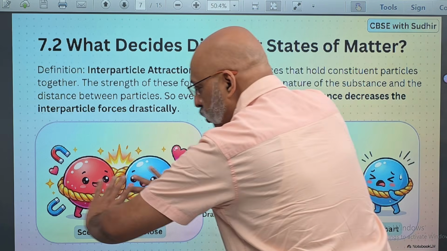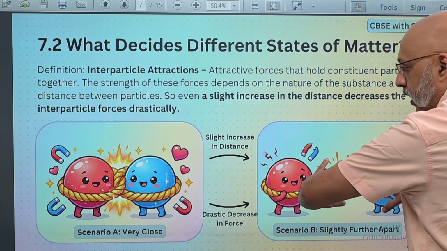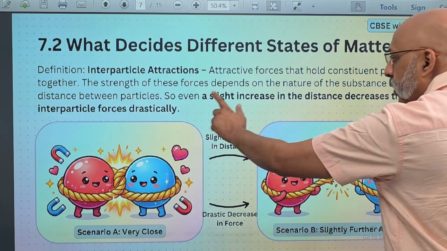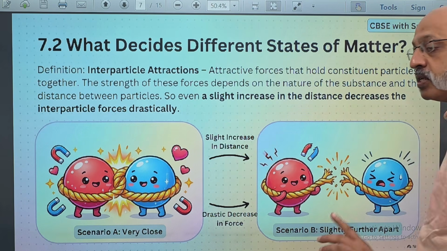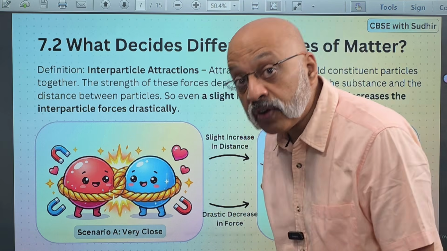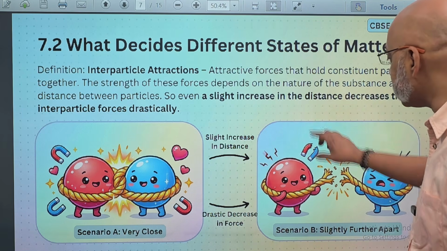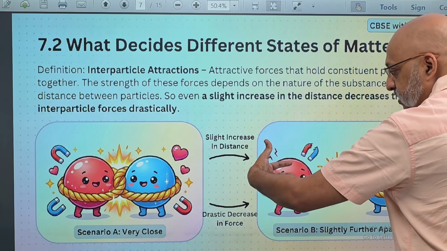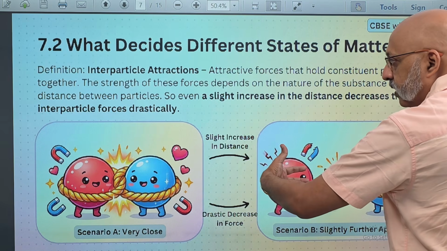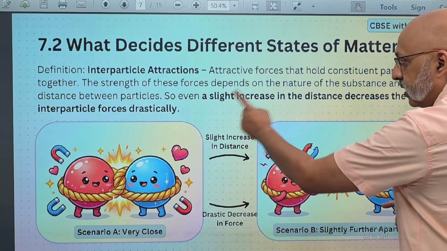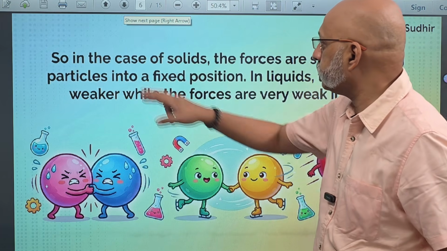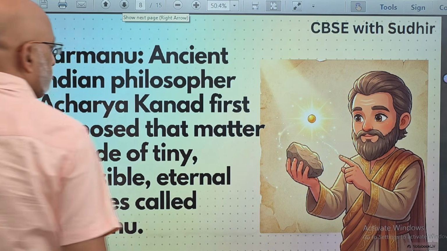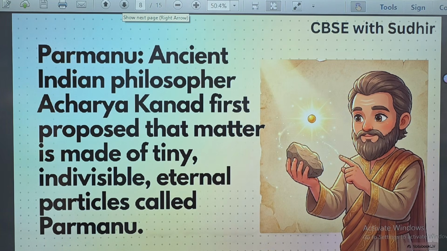This is in the case of a solid. This would be in the case of a liquid in comparison. Even a slight increase in the distance decreases the interparticle forces drastically. It is inversely proportional. Increase in the distance means the interparticle forces decrease. I hope this is clear.